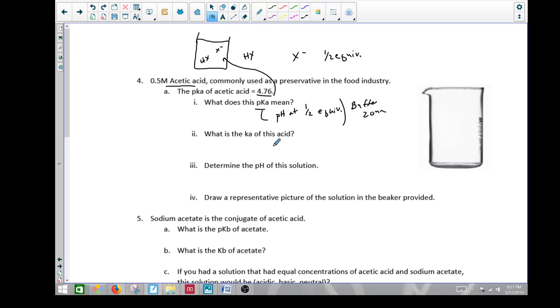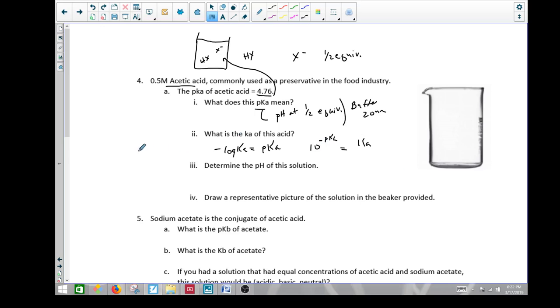What's the Ka of this thing? For this one, if you do the negative log of the Ka, you get the pKa. So if you take 10 to the negative pKa, you'll get the Ka. So you can calculate that: second log, and then negative 4.76, and it is 1.73 e to the negative fifth.